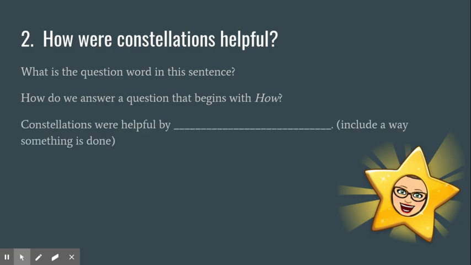If you need a sentence starter, here is a sentence starter. Constellations were helpful by blank. Be sure to include a way something is done. And be sure to quote evidence from lines 10 to 14 of the passage.